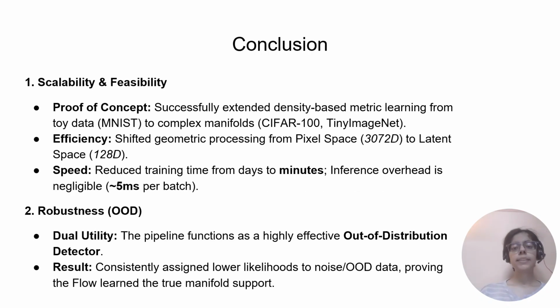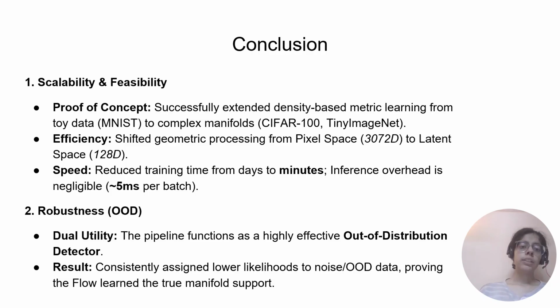Let's now summarize the scalability and feasibility of our entire pipeline. First, we successfully extended density-based metric learning from the simple data MNIST to complex image manifolds, which had CIFAR-100 and Tiny ImageNet. We also confirmed the method is fast and feasible by moving the geometric processing to the compact latent space, which had 128 dimensions. This resulted in the training time dropping from days to minutes with a negligible inference overhead of around 5 milliseconds per batch.